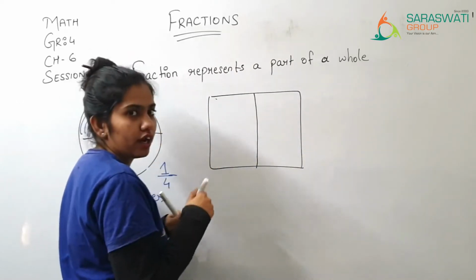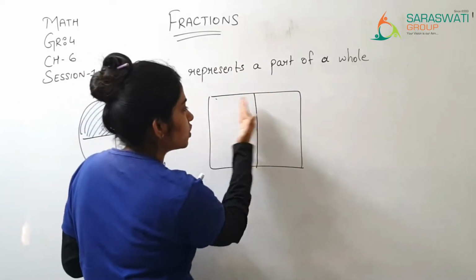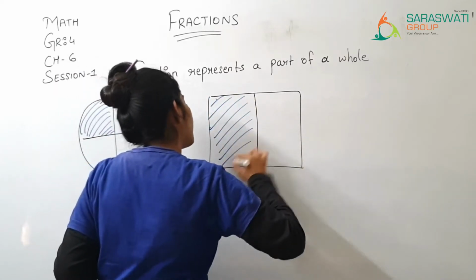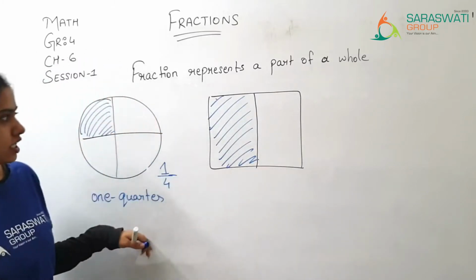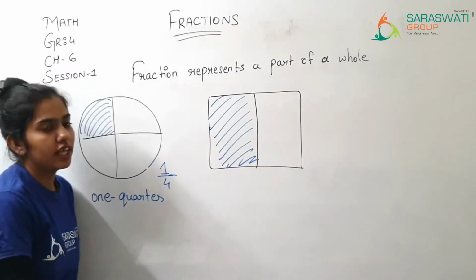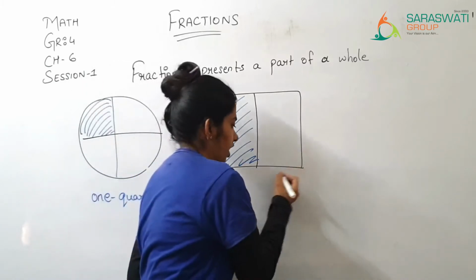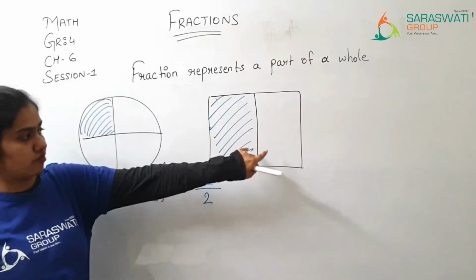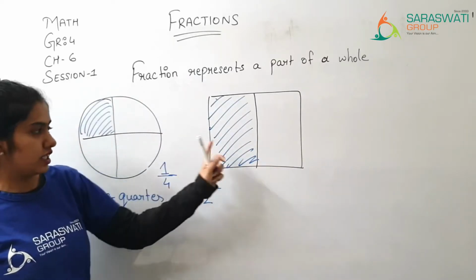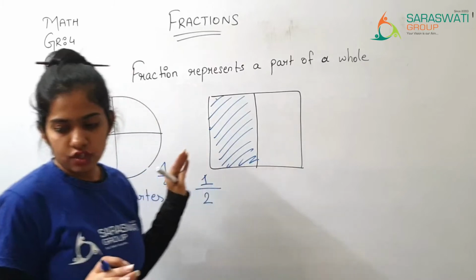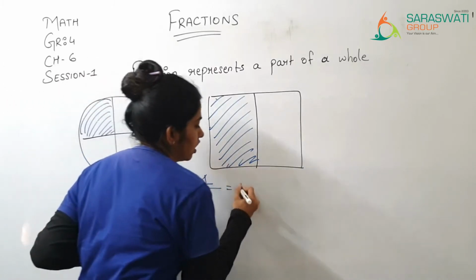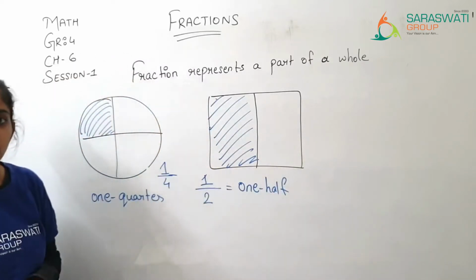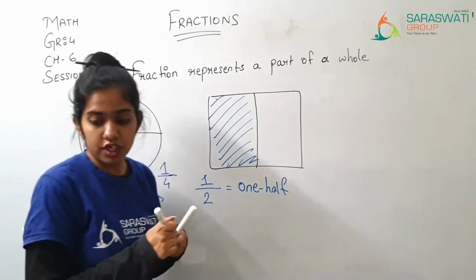Now see, this is a square and I am making 2 parts only and I am shading one of the parts. So I have shaded one part. Now what is the fraction of this? The fraction of this will become 1 by 2 because we have 2 parts, so we can say it is a half. So we can also read it as one half.